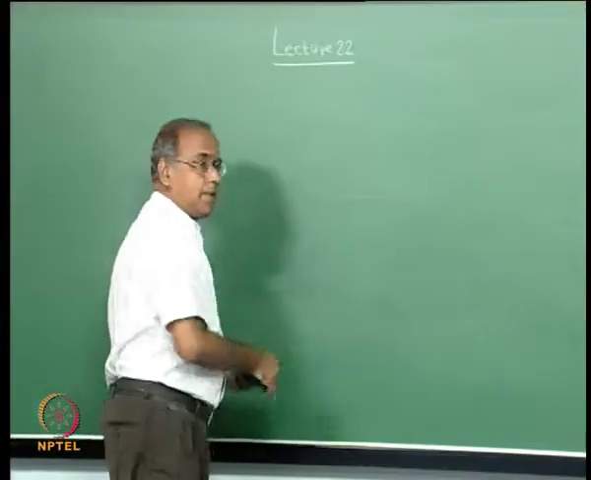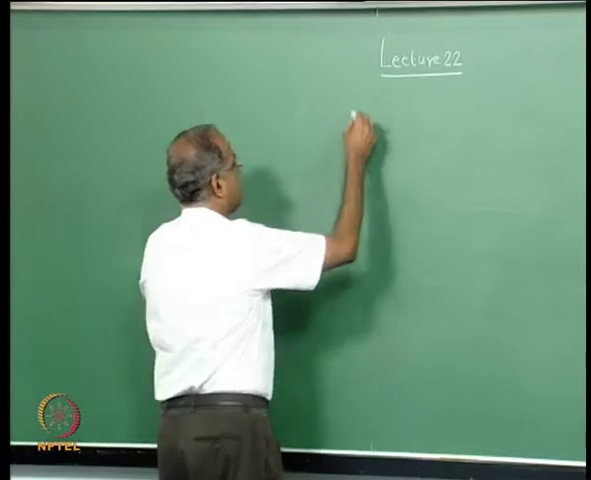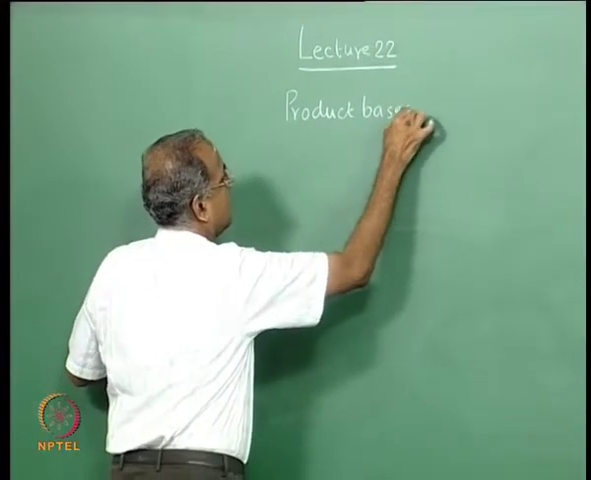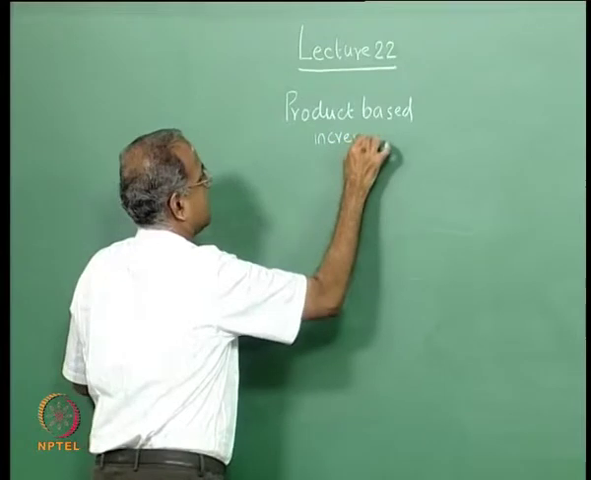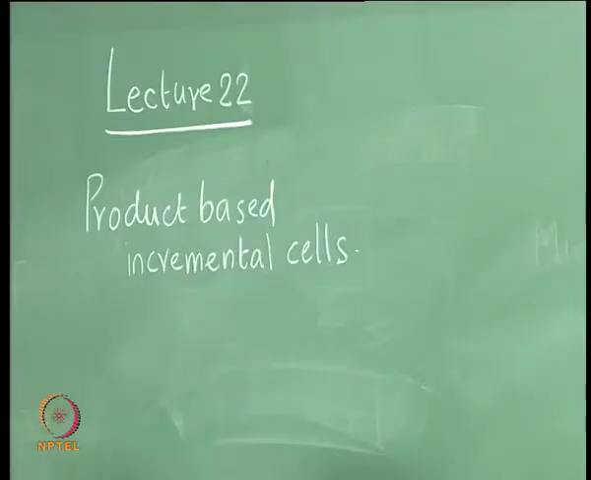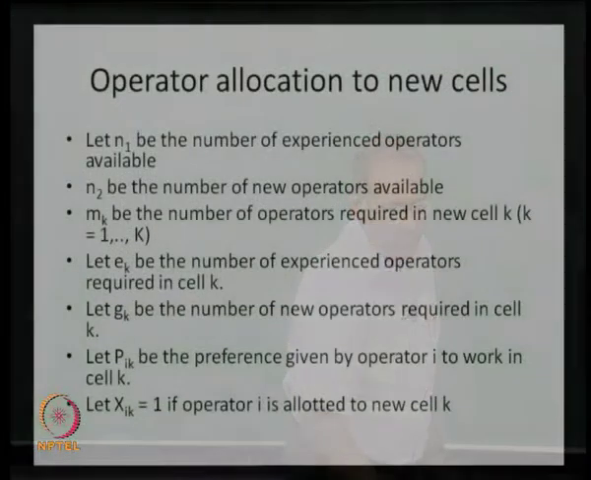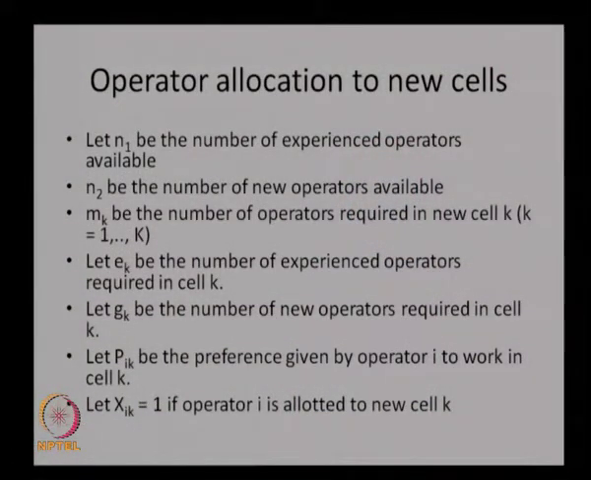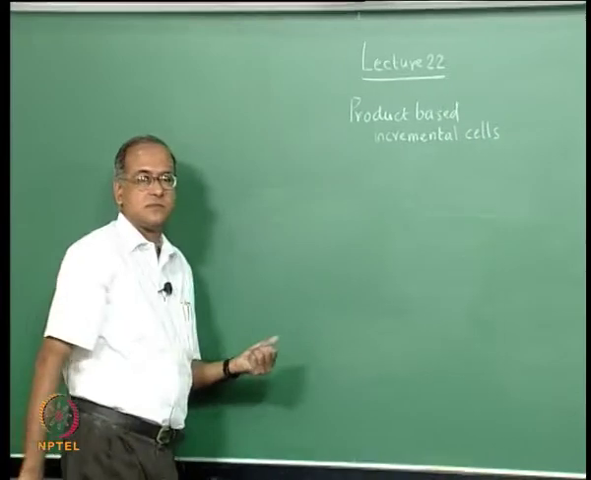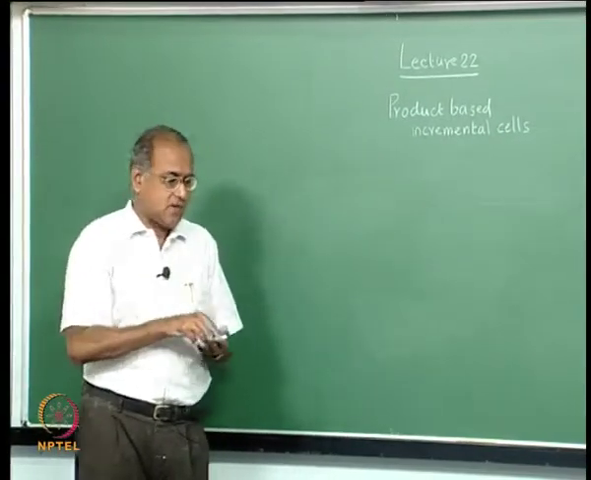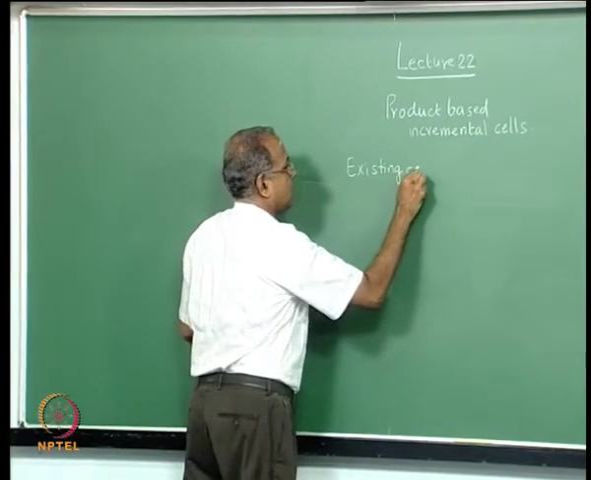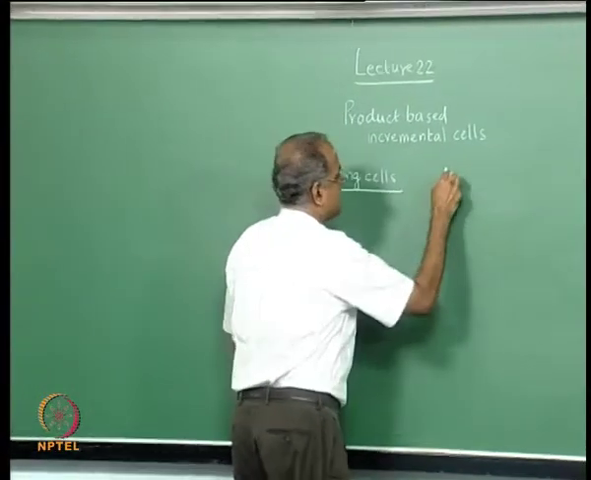Now, let us look at operator allocation in the context of what are called product based cells, or what we call incremental cells. Now, what happens is, let us assume that we have some existing cells and we are creating some new cells. So, we have existing cells and we have some new cells.